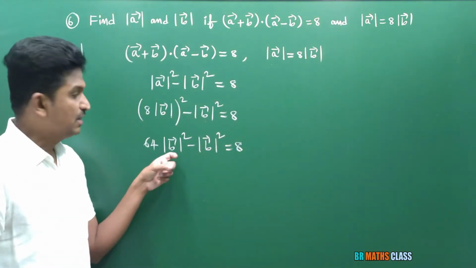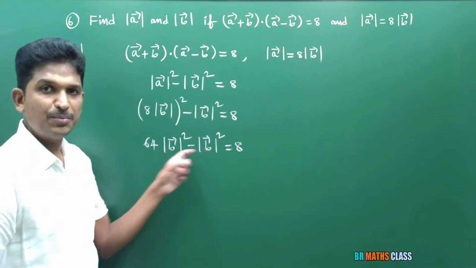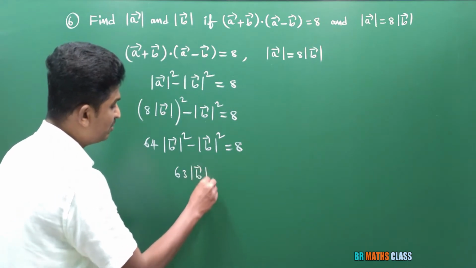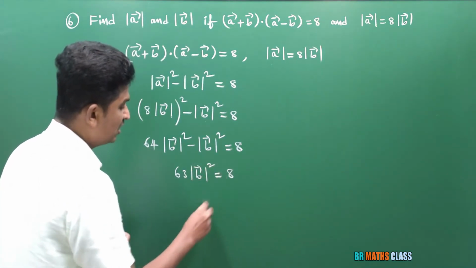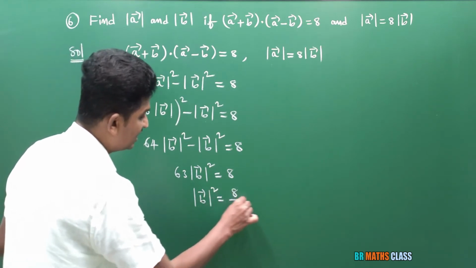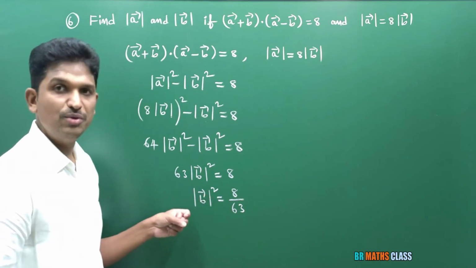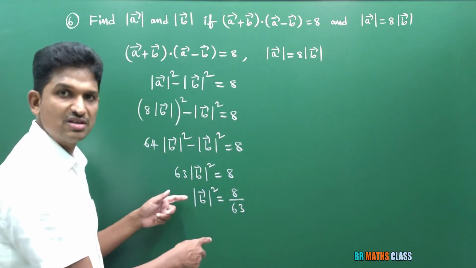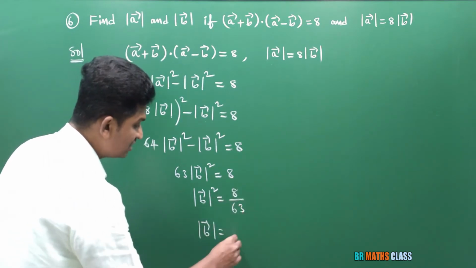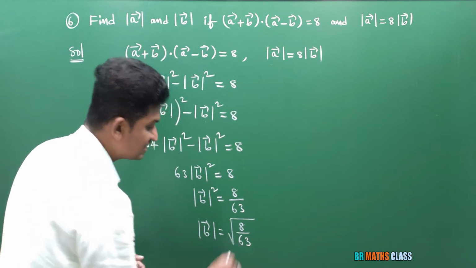Here 64 times of magnitude of B bar whole square minus magnitude of B bar whole square. Subtract these two, what you will get? 63 times of magnitude of B bar whole square is 8. From this, what is magnitude of B bar whole square? That is 8 divided by 63. From this, you can write magnitude of B bar. Apply square root on both sides. Apply square root on both sides, then you will get magnitude of B bar. What is magnitude of B bar? That is root over 8 divided by 63.